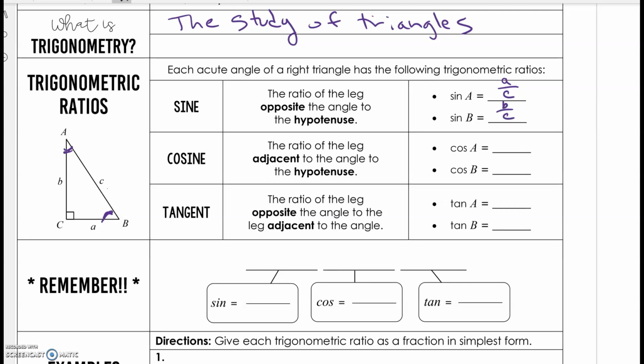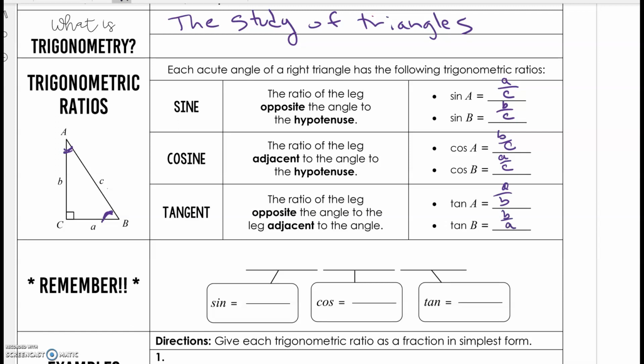Cosine deals with the ratio of the length of the leg adjacent, which means it's touching the actual angle, and the hypotenuse. So the cosine of A would be lowercase b over C, and the cosine of B would be lowercase a over C. Tangent deals with the ratio of the opposite leg over the adjacent leg. So the tangent of angle A is going to be lowercase a over b, and tangent of angle B is lowercase b over a.